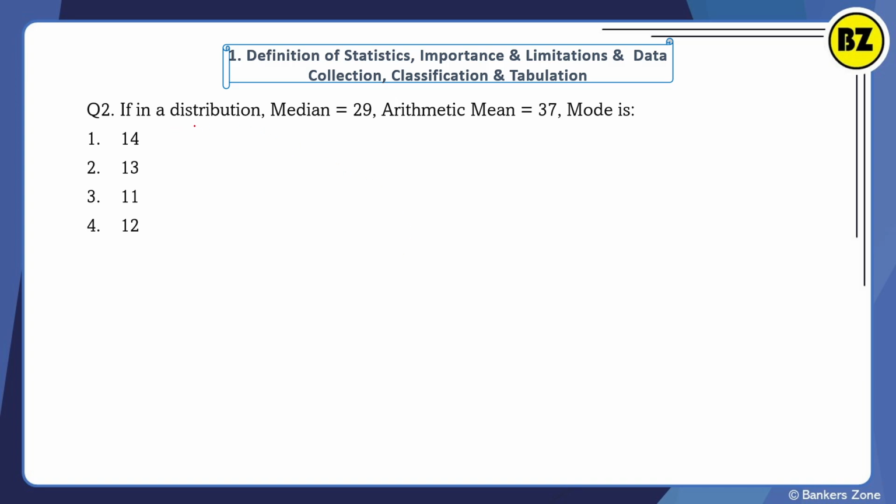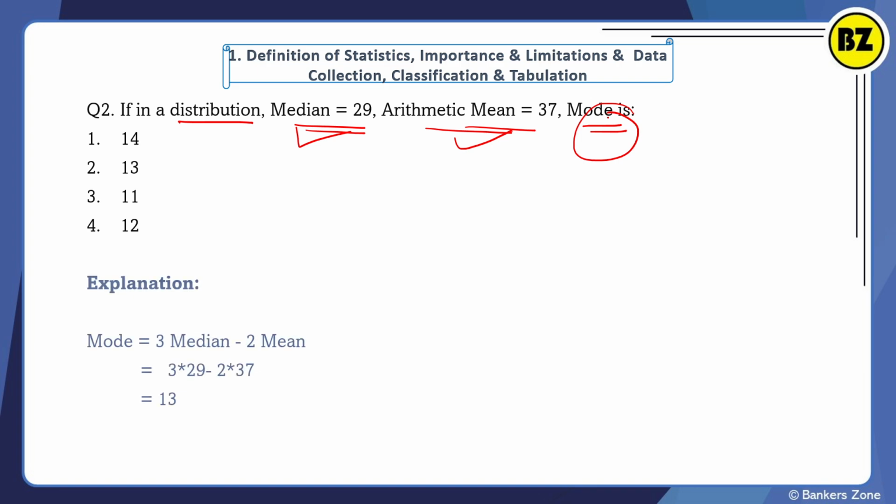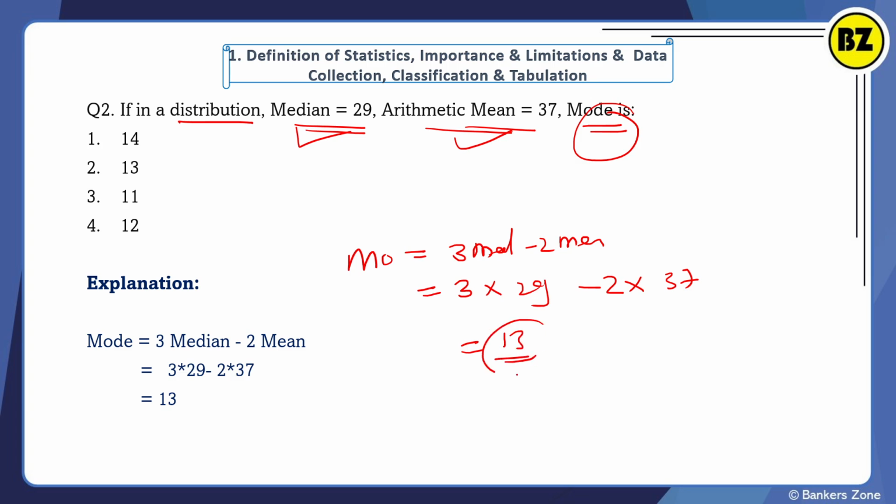If in a distribution the median is 29 and the arithmetic mean is 37, the mode is? Basically they have given the median and mean and they are asking for the mode, right? So we have the formula. Mode is nothing but 3 times the median minus 2 times the mean. Simply put the values: 3 into the median, which is 29, minus 2 into the mean, which is 37. Simply solve, you will get 13 as the option. So the second is your correct option which you have to mark.